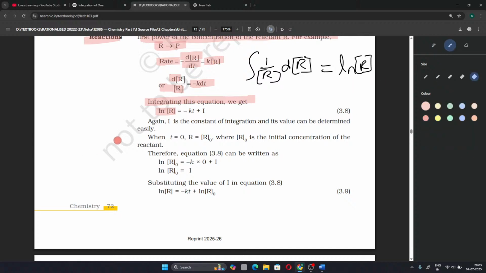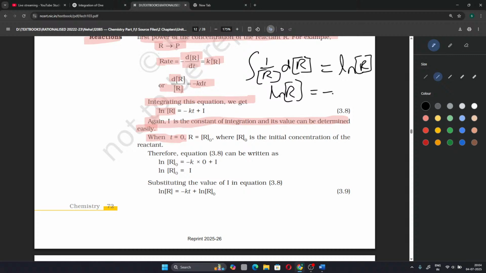They seem to not have considered the integration constant here, taking it equal to 0. Again, I is a constant of integration and its value can be determined easily. Taking t equals 0, we can substitute t equals 0, when we get ln [R] equals minus kt, which will become 0, so 0 plus I, so I equals ln [R].